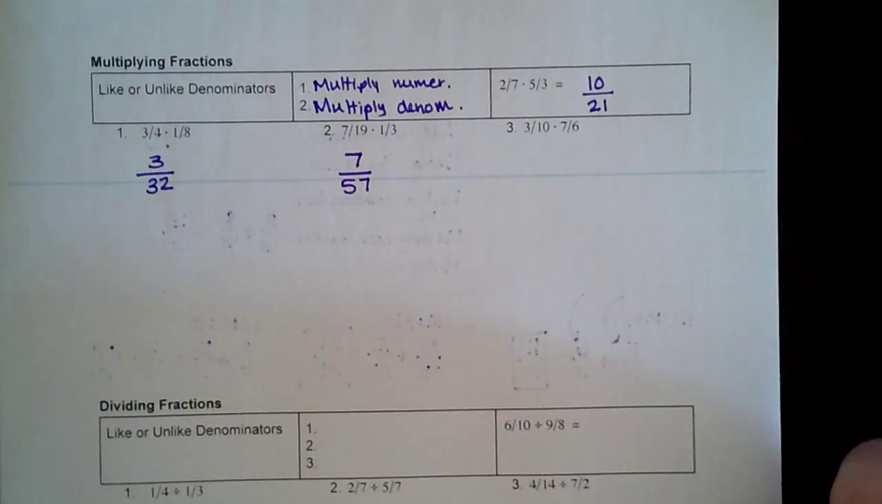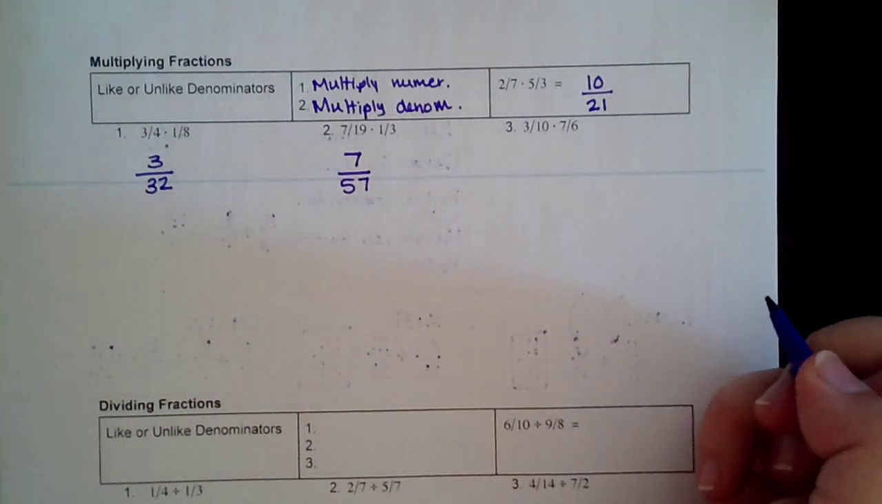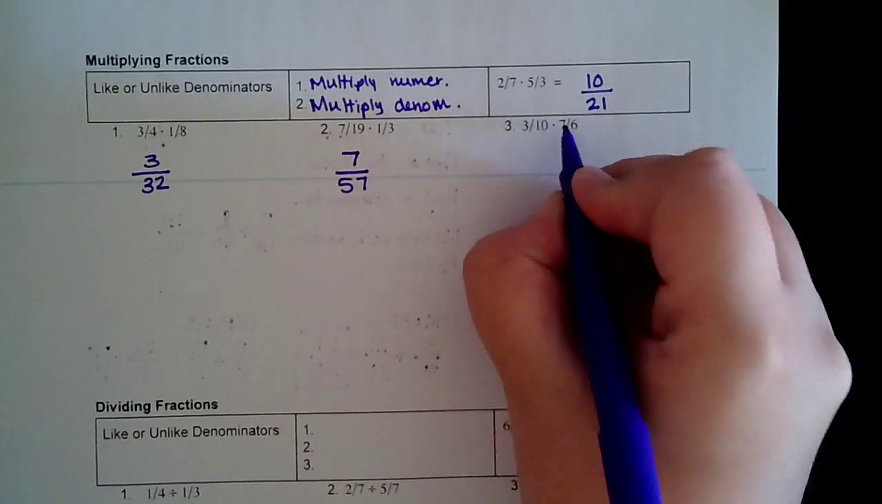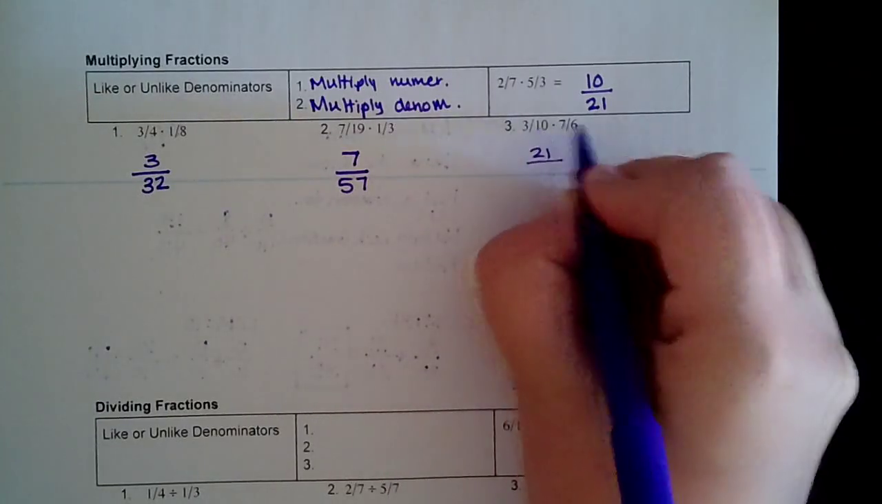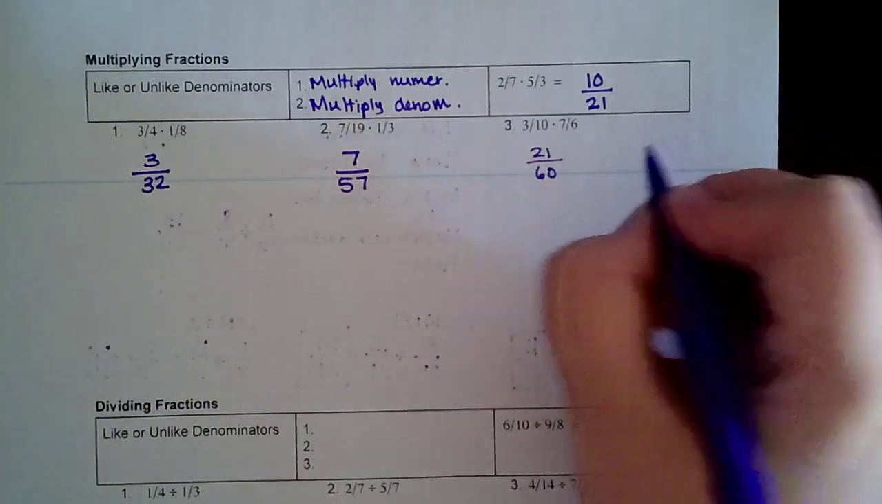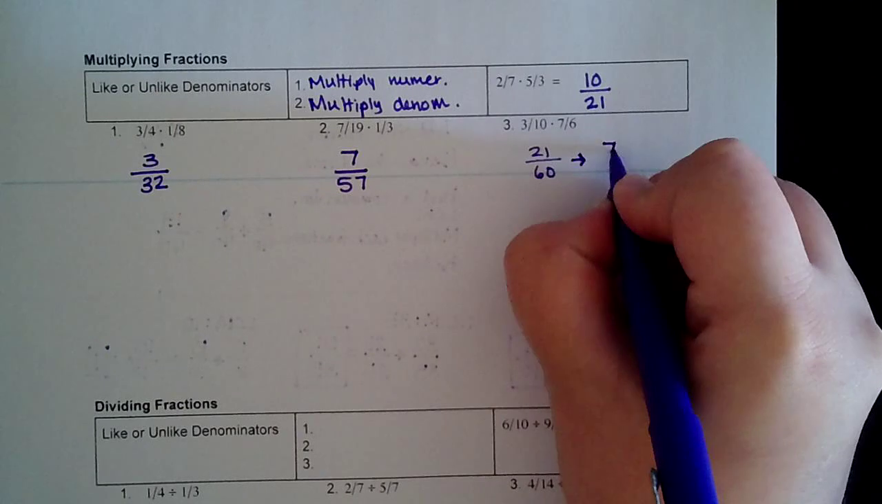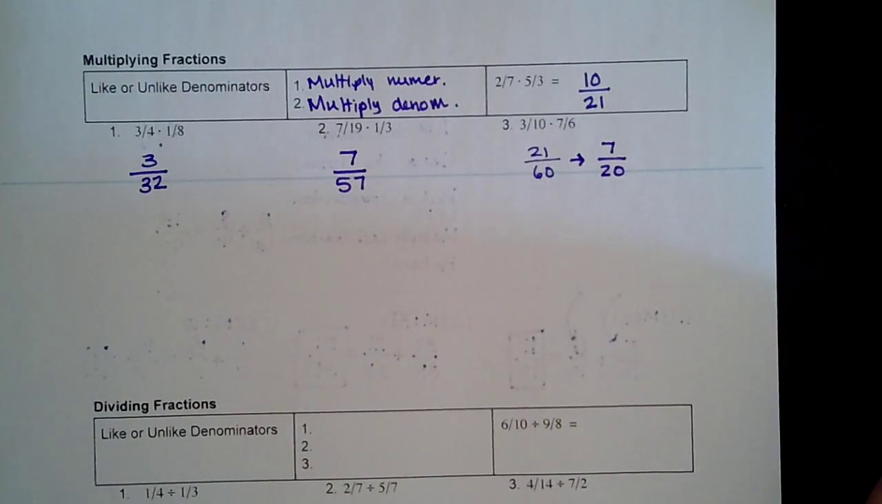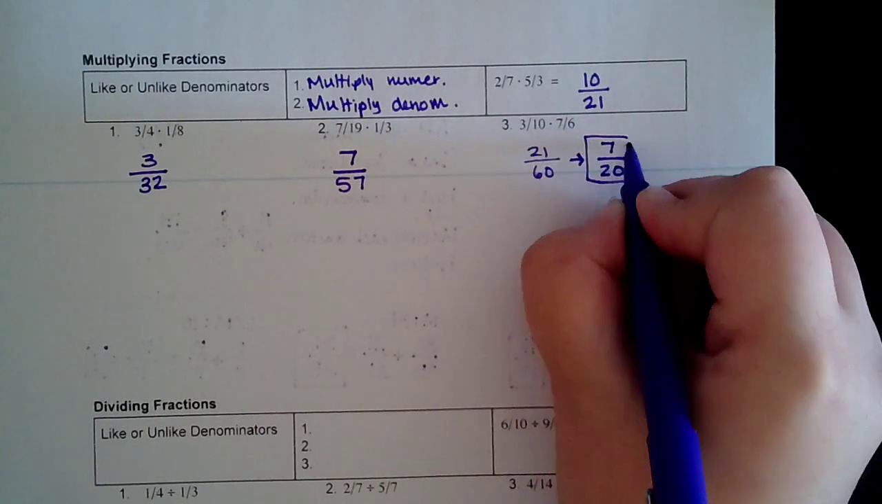Can't reduce. I usually would box these answers because I don't have any work. I'm not going to. 3 times 7 is 21. 10 times 6 is 60. I think those are both divisible by 3, so this becomes 7 over 20. And that I am going to box.